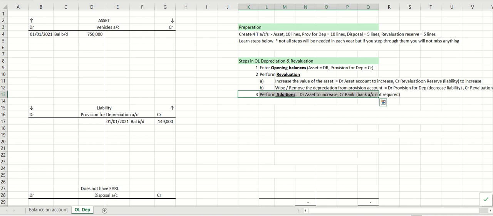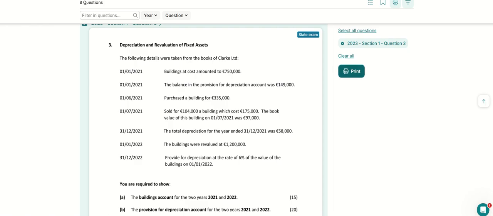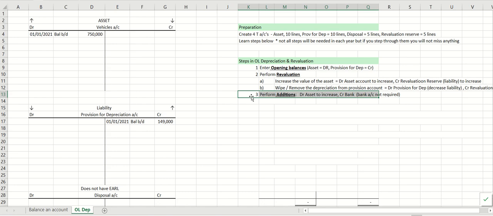So step 3 for us is perform additions. Were there any additions? Yes, there was. On the 1st of the 6th, we purchased a building for 335,000. So when we perform an addition, you're going to debit the asset account to increase it, and we'd credit the bank because we would have paid for it out of our bank account. This is double entry. For every debit, there is a credit. We don't need to do the bank account because they didn't ask for it. As you'll remember when we read the question, they only asked for the 4 T accounts we created here. Bank wasn't one of them.